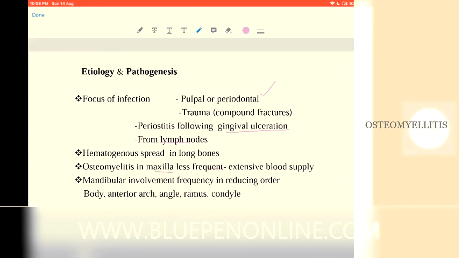Osteomyelitis in the maxilla is very infrequent. Why? The maxilla has extensive blood supply when you compare it with the mandible. That is the reason why the maxilla is less prone to get this deadly disease. I would really love to call it a deadly disease, because it is devastating and has a very destructive character. It can destroy that complete area. Now the mandibular involvement frequency: body, anterior arch, angle, ramus and condyle. Condyle is the last thing to get affected.